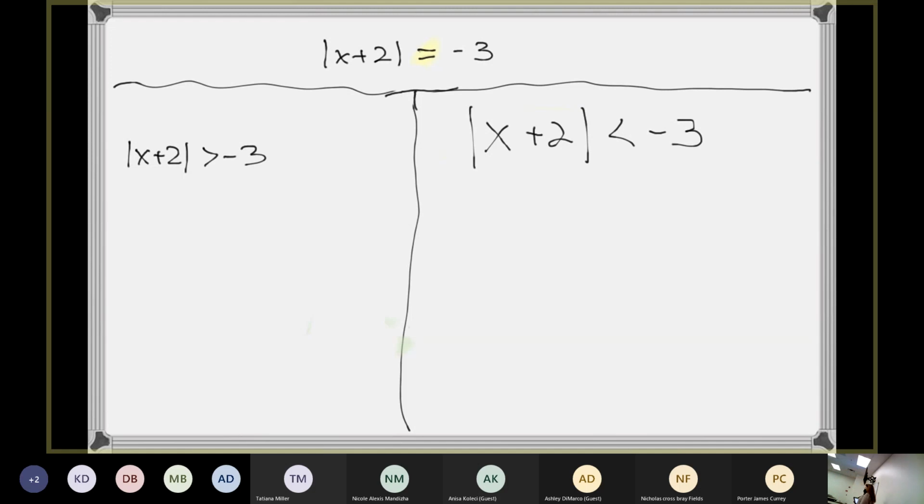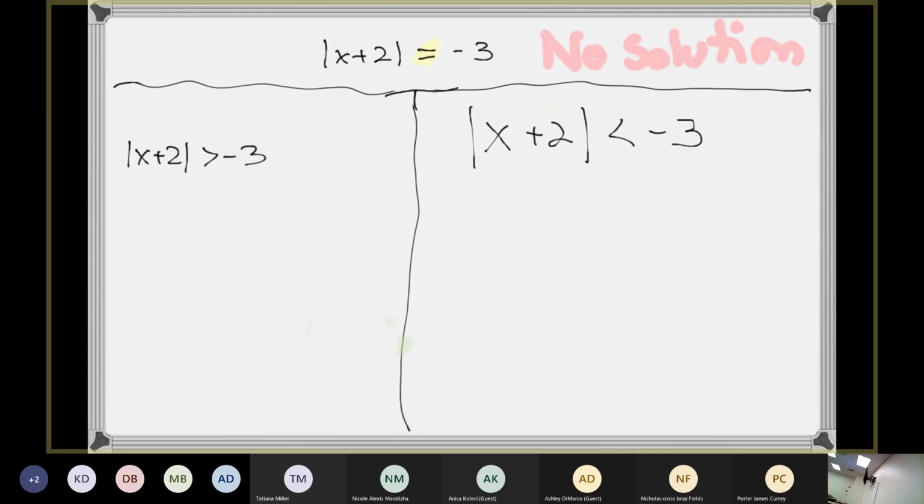Absolute value x plus 2 equals -3. No solution. You don't have to do anything. No solution. Is the same true for absolute value inequalities? What do you think? Does the same hold true for these inequalities that I wrote down here? Are they also no solution, or do you think there's something else going on here?